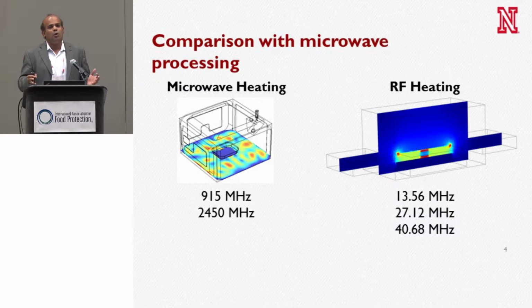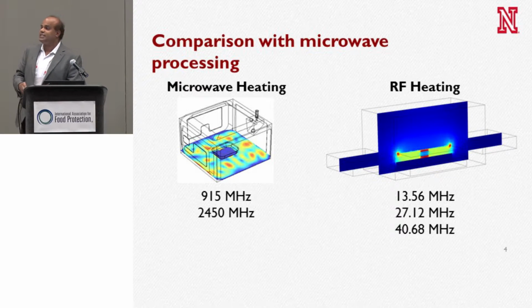Since all of you know about microwave processing, I want to compare with the microwave. The microwave is a higher frequency. That means the wavelength is like 12 centimeters. So it interferes and creates a lot of hot and cold spots inside a microwave cavity. Whereas in radio frequency, the wavelength is of the order of a football field, 100 yards or so. Because of that, your electric field lines are almost parallel. Because of that, the heating uniformity is much better.